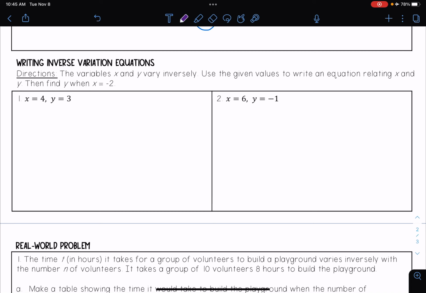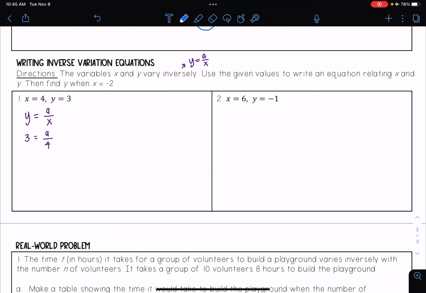Well, we know with inverse variation that means that y is equal to a over x. So I have y is equal to a over x. So we really want to find that value of a so that we can write an equation relating x and y. Well, I'm given the values that x equals 4 and y equals 3. So I'm going to plug those in. And so I have 3 is equal to a over x, which is 4.